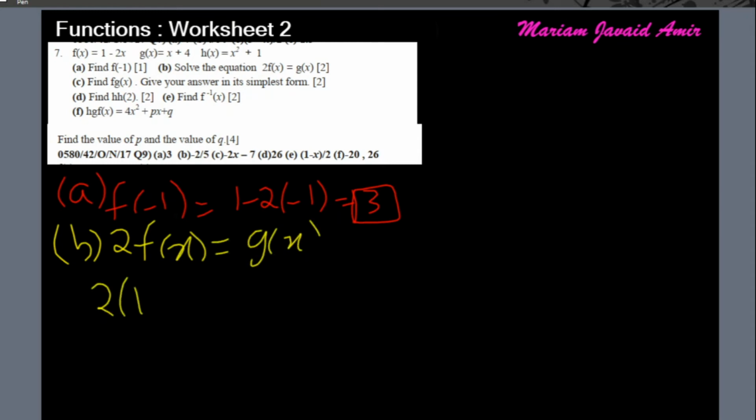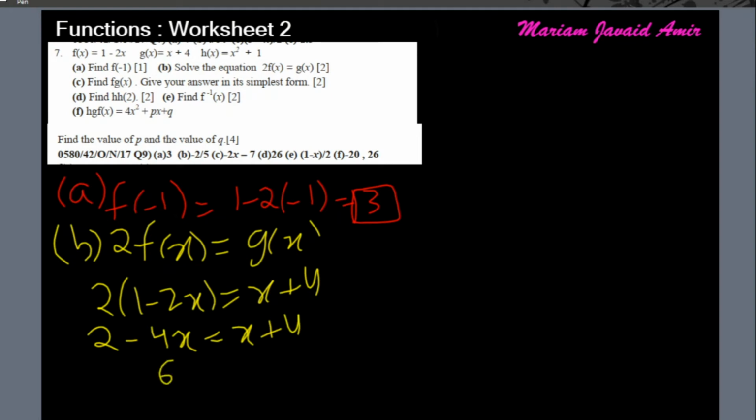2 fx is 1 minus 2x equals gx is x plus 4. This becomes 2 minus 4x equals x plus 4. So we get 6. We get 2 minus 4 is minus 2 equals 5x. So minus 2 by 5 equals x. Part C.